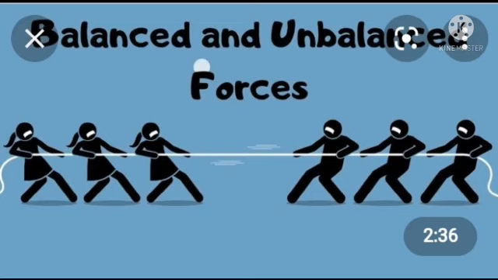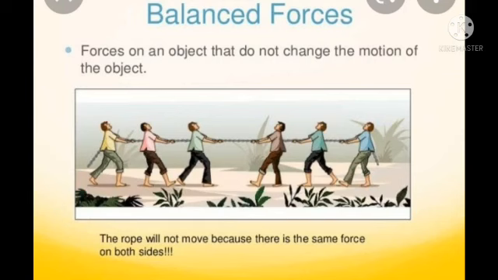So students, let us move to the next topic, that is balanced and unbalanced force. Let us begin with the balanced force. Balanced force is the force which does not cause any change in the motion of an object when the force is applied. Means what? As you can see in the above slide, in the tug of war, the people on both sides are pulling the rope, but the number of people is equal on both sides. It means there is no change in the motion of that rope; it will remain the same.